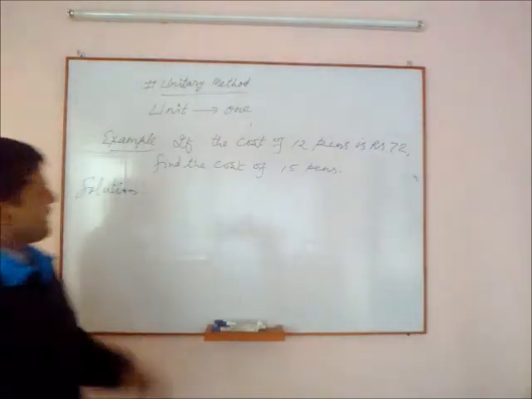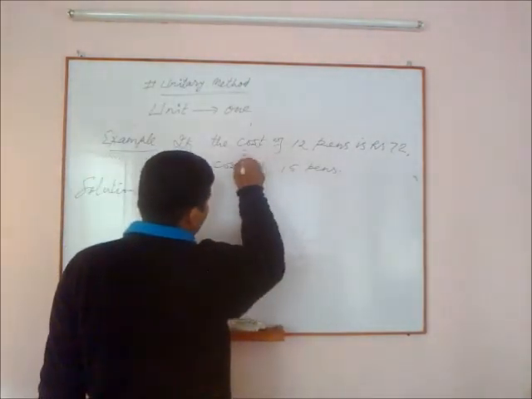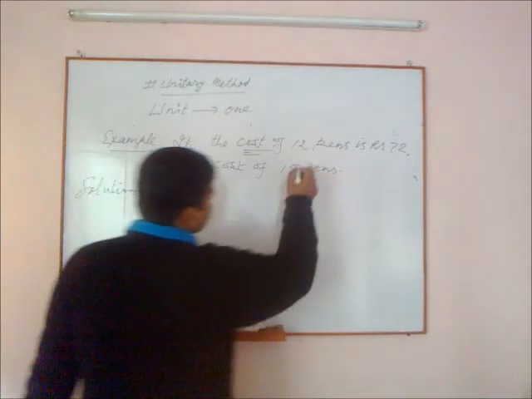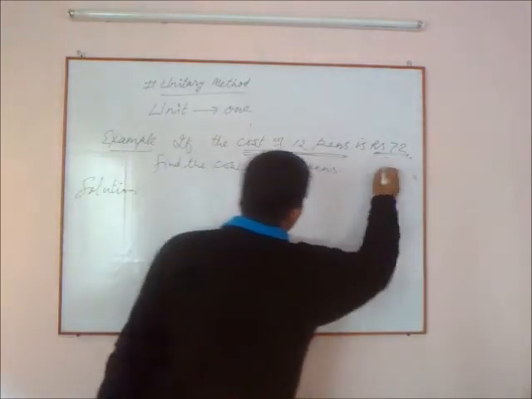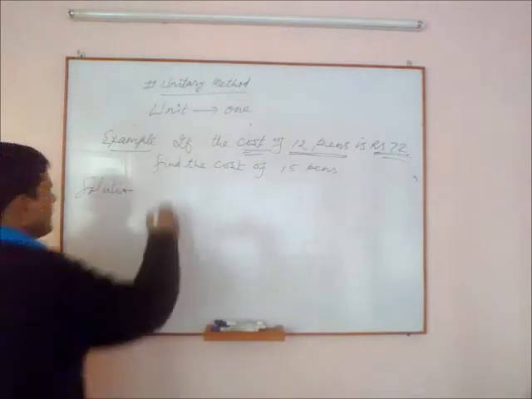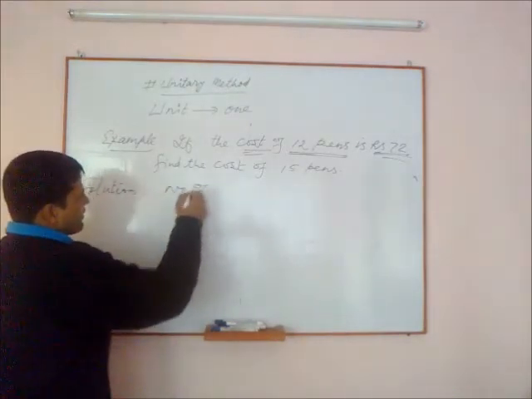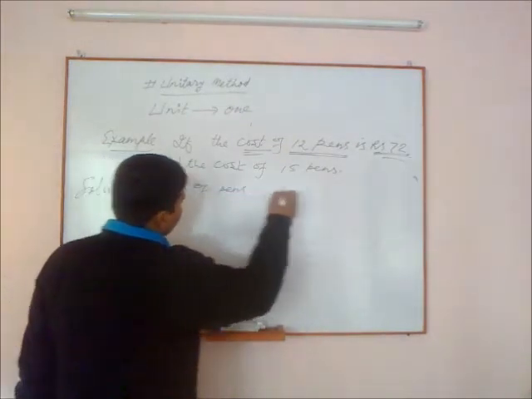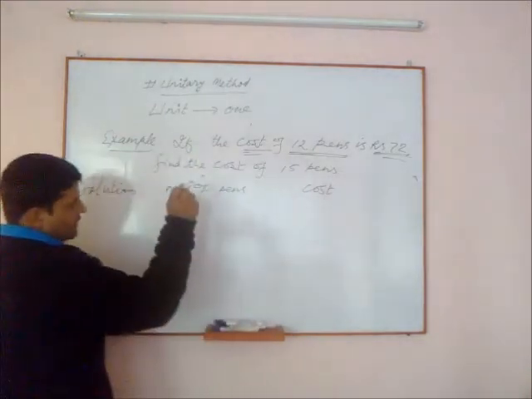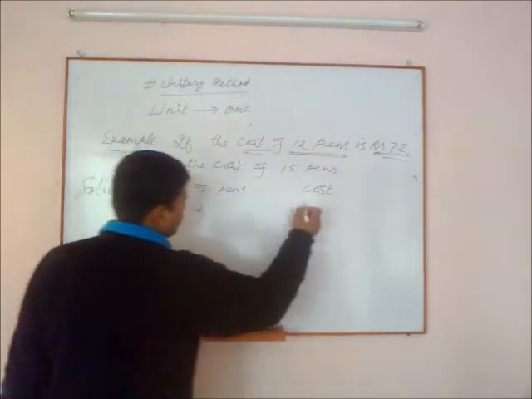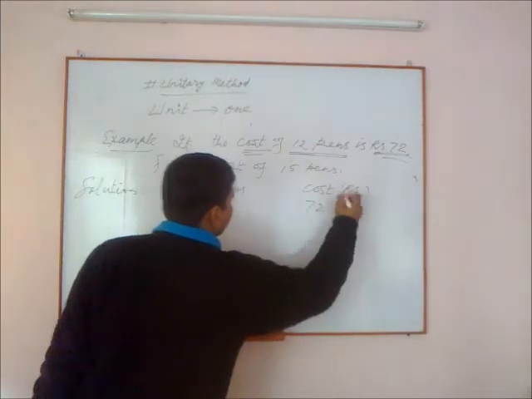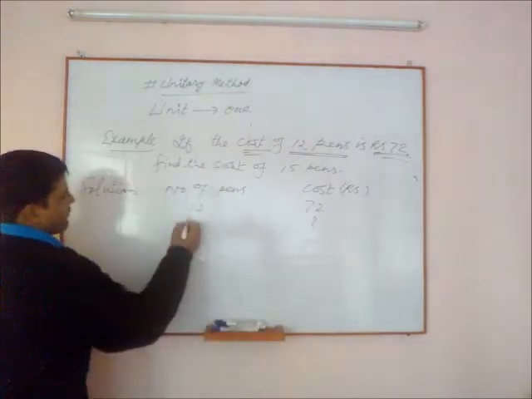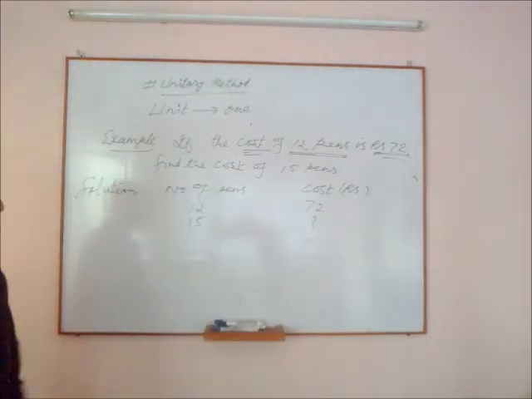Here, two variables are the cost and the number of pens. That is pens and rupees cost. Two variables are there, so let's write this question in tabular form. Number of pens and cost. Number of pens is 12, then it costs rupees 72. And we need to find the cost. So what of 15 pens? This is the question.